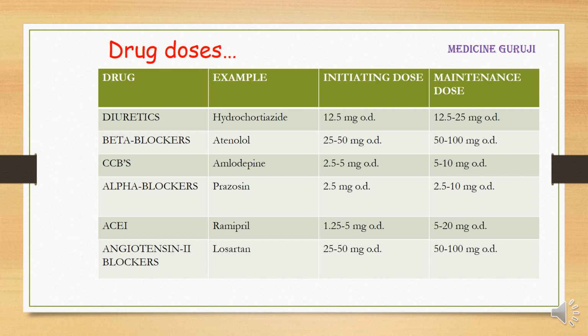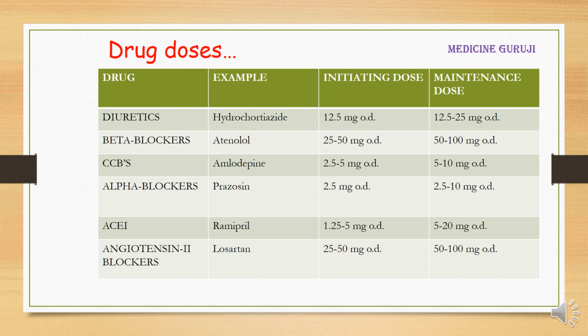Now we will look at some drug doses. Diuretics, hydrochlorothiazide is an example. The initial dose is 12.5 milligram OD, once in a day. The maintenance dose can be from 12.5 to 25. Beta blockers, atenolol, the initiating dose is 25 to 50 mg OD. The maintenance can be between 50 to 100.